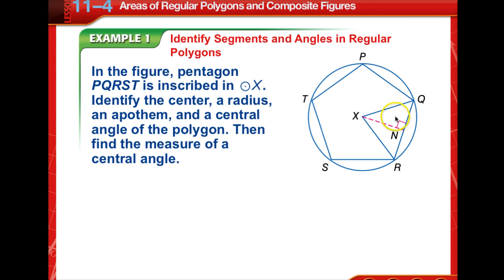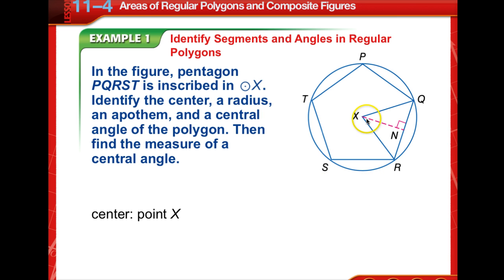A central angle of a regular polygon has its vertex at the center of the polygon, and its sides pass through consecutive vertices of the polygon. The measure of each central angle, this would be this angle X, of a regular n-gon is 360 divided by n. So this one has got 5 sides.